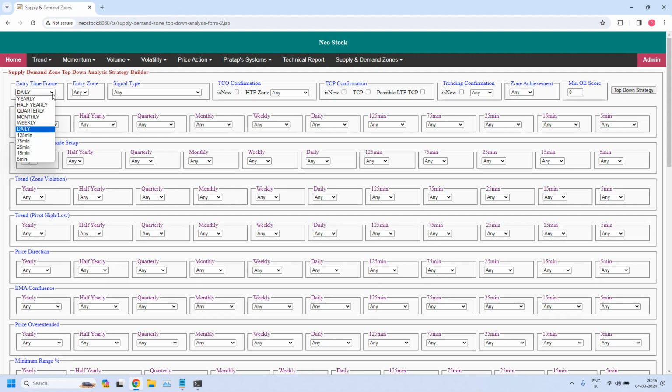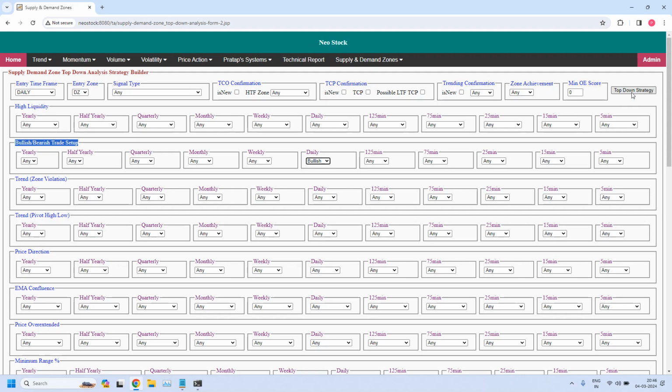So for monthly income trade, our entry time frame, that is also called the lower time frame or LTF, is daily. Because it is a bullish trade setup, our entry zone should be a demand zone. And for the parameter bullish or bearish trade setup, at the LTF time frame, that is daily, we are selecting bullish.